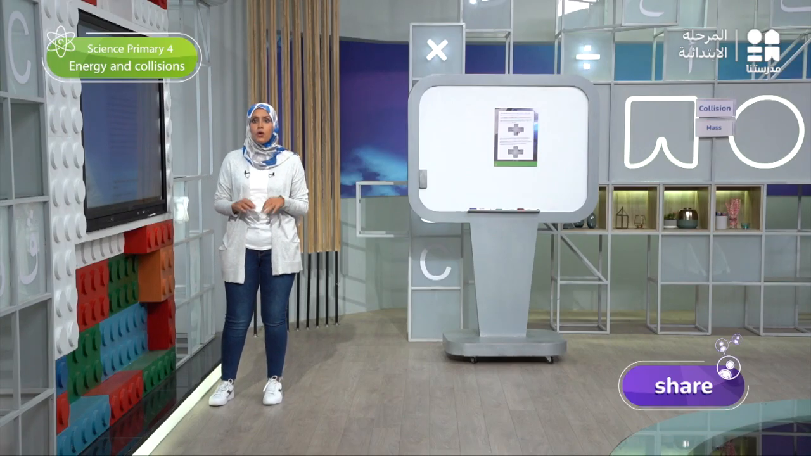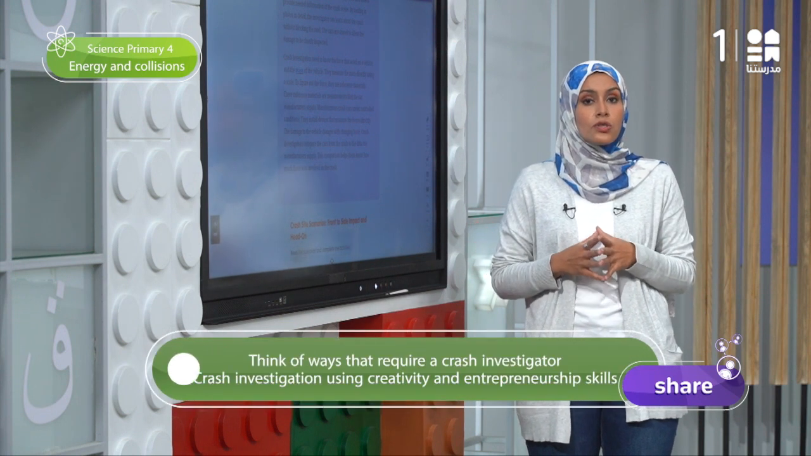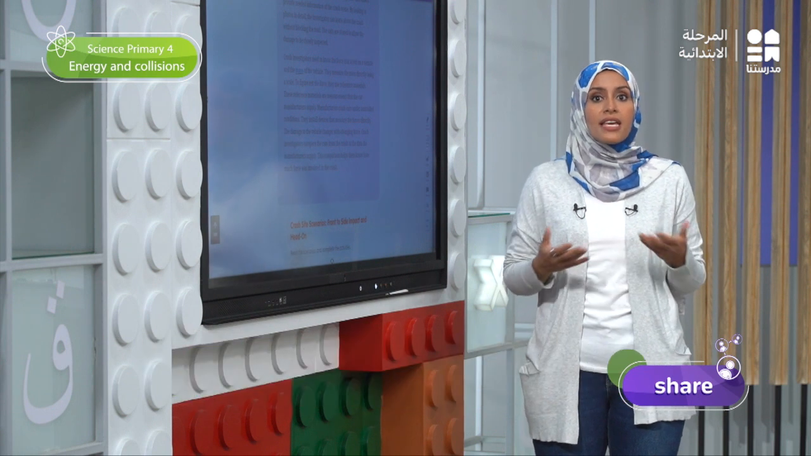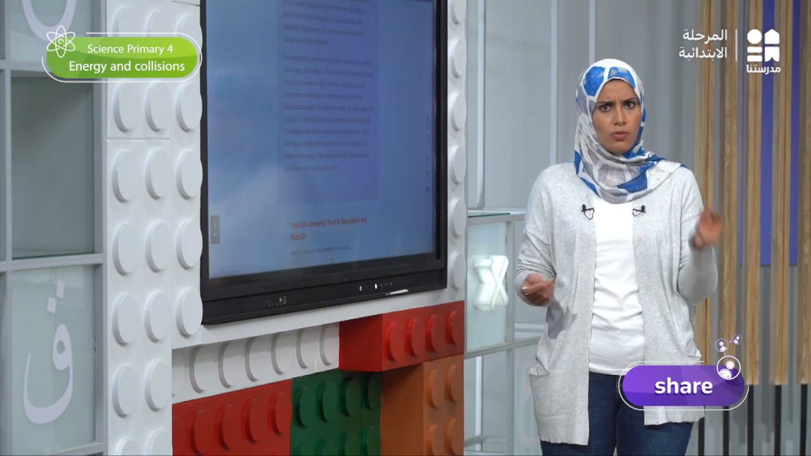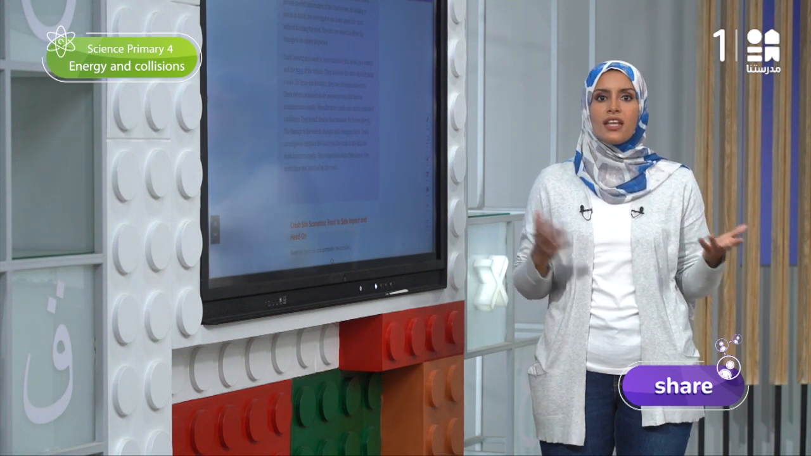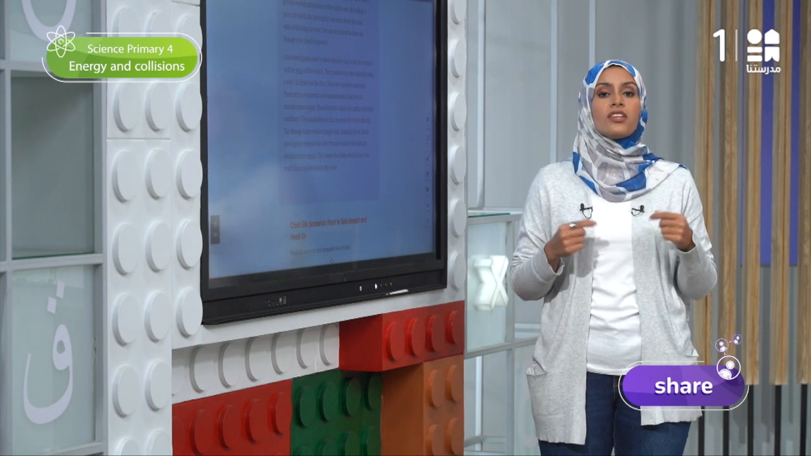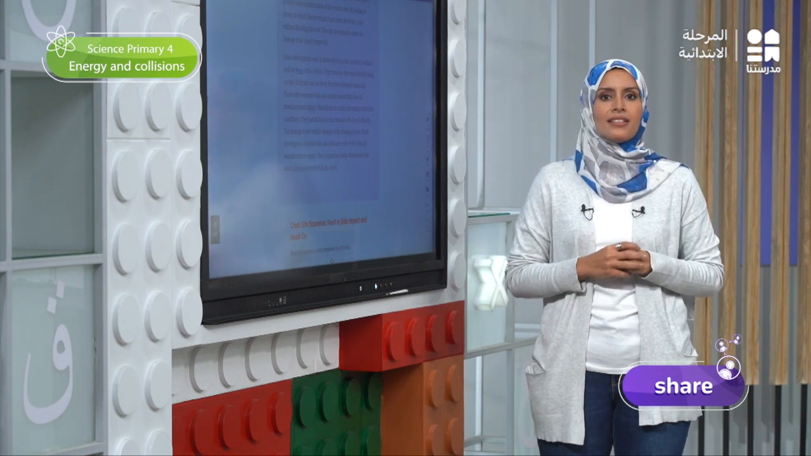Do you remember when we talked about entrepreneurs and said they try to think of creative solutions to their problems? I think after reading the text, in what ways do the crash investigators use creativity and entrepreneurship skills? They must analyze the problem, identify its reasons, and try to know the cause and effect. And use imagination, observation and analysis. Or make different predictions about collision location before and after the crash sites.